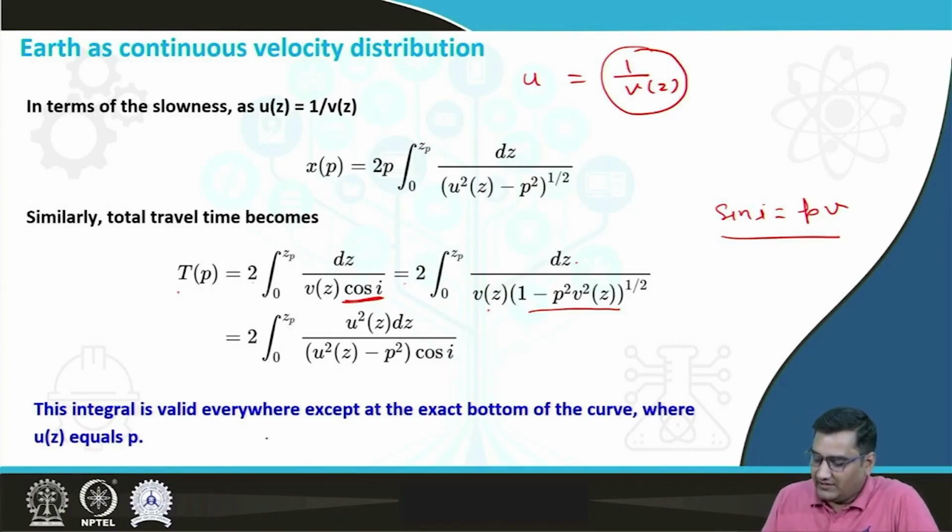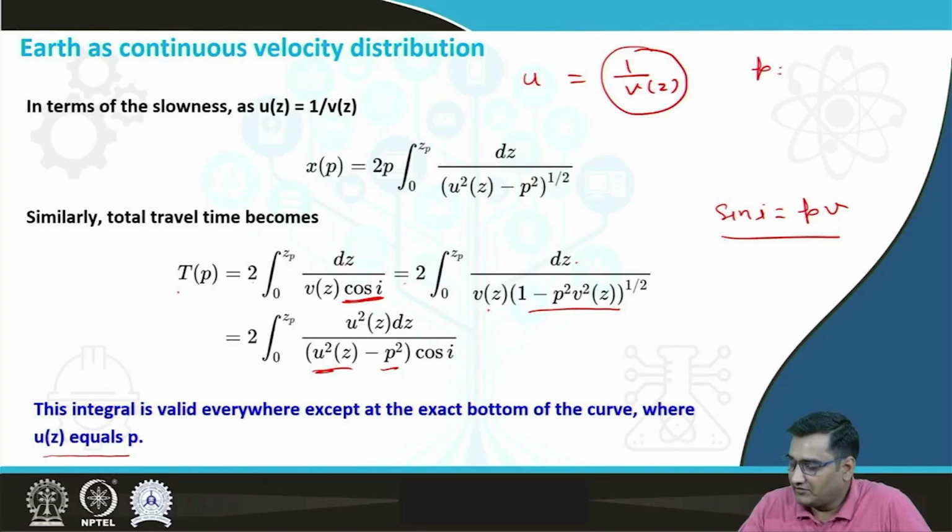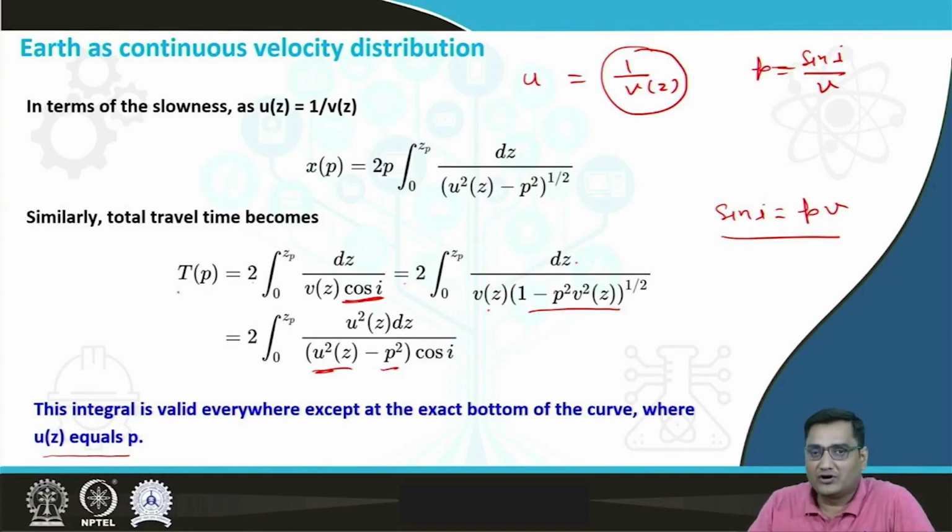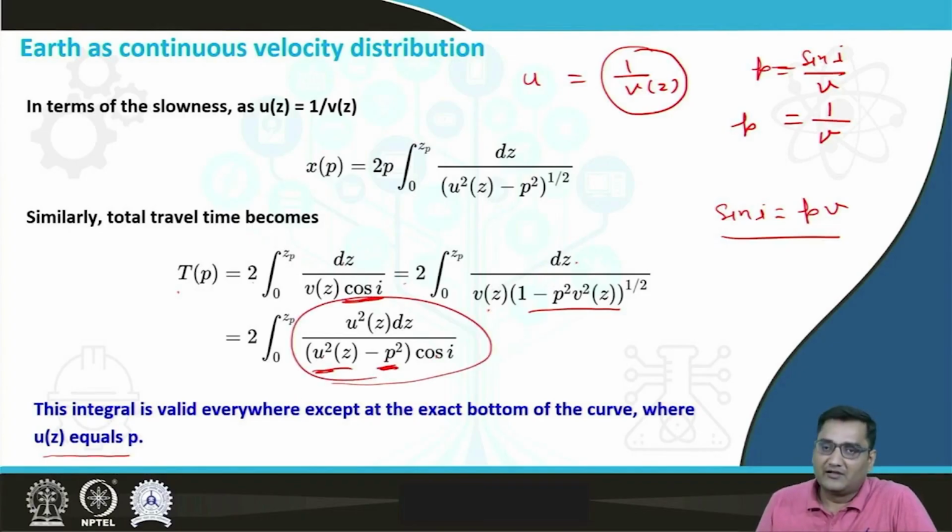This integral is valid everywhere except at the exact bottom of the curve where u z equals p. Because we are writing p is equal to sin i by v, and at the depth where the ray is bottoming out, sin i will become 1 because i will be 90 degrees. So at that particular depth, p will become 1 by v. When you incorporate p over here as 1 by v, because u is also 1 by v, the entire thing will become infinity. So we cannot apply this integral at the depth of bottoming where the rays start to go upward.